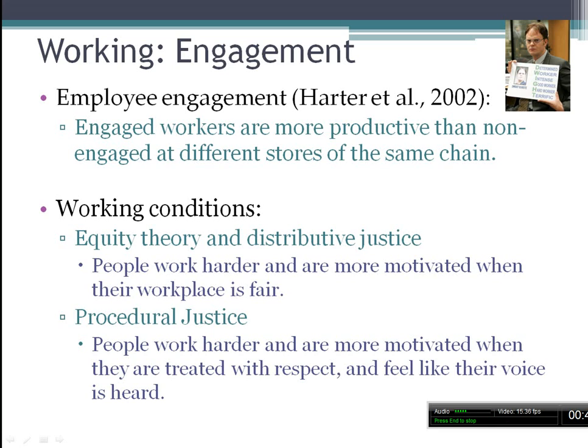Procedural justice is that people are also not just concerned with how they get paid and distributions of resources, but they're concerned with this idea of being treated with respect and dignity, feeling like their voice is being heard. So people will work harder and be more motivated when they feel like they're being listened to. If you go to your boss and you say, I have this problem and I need this help, and your boss listens to you, you're going to be more engaged at your job than if your boss just ignores you.